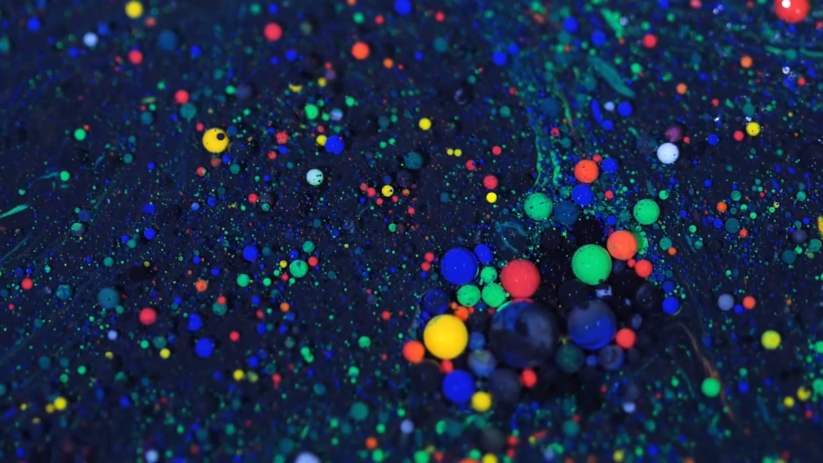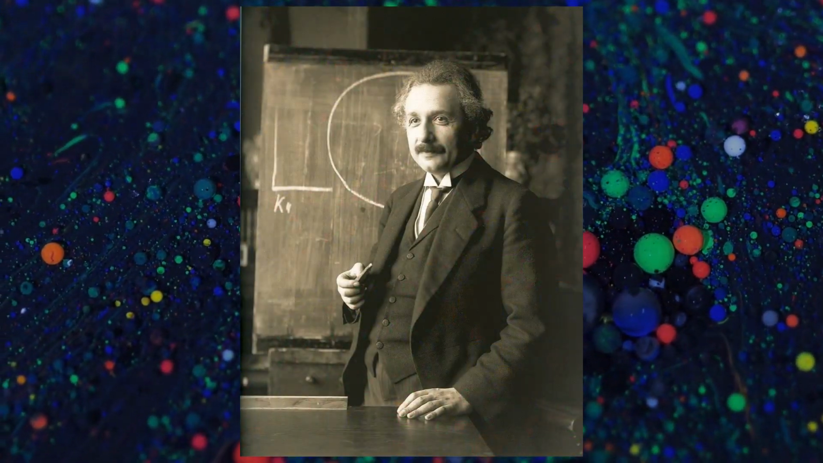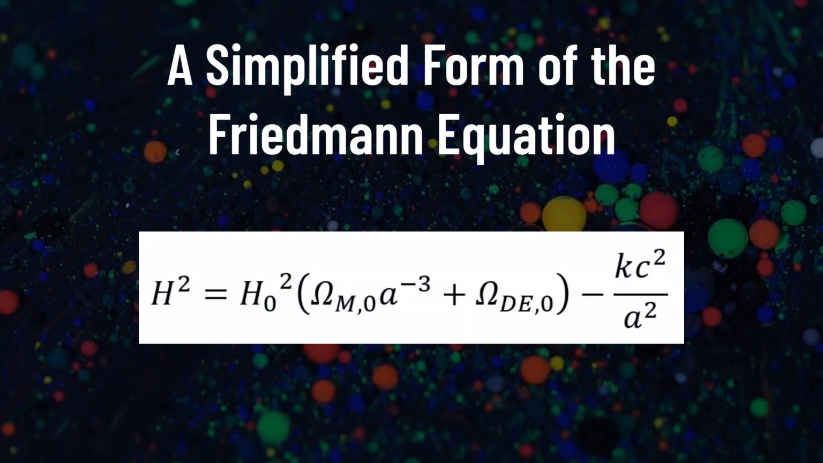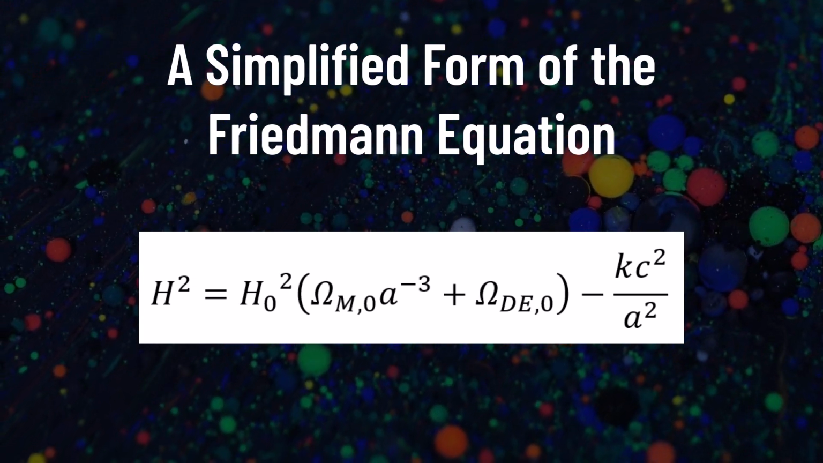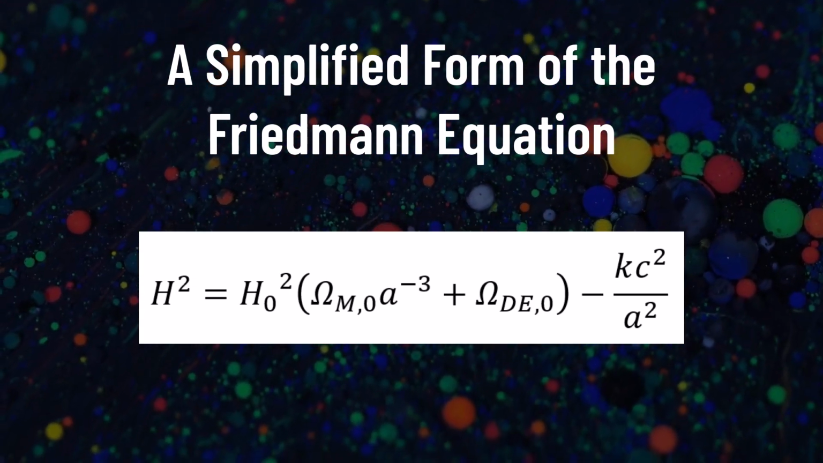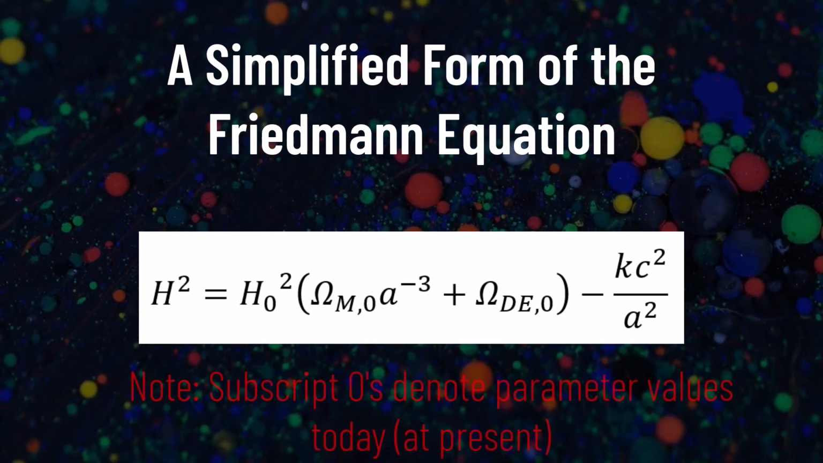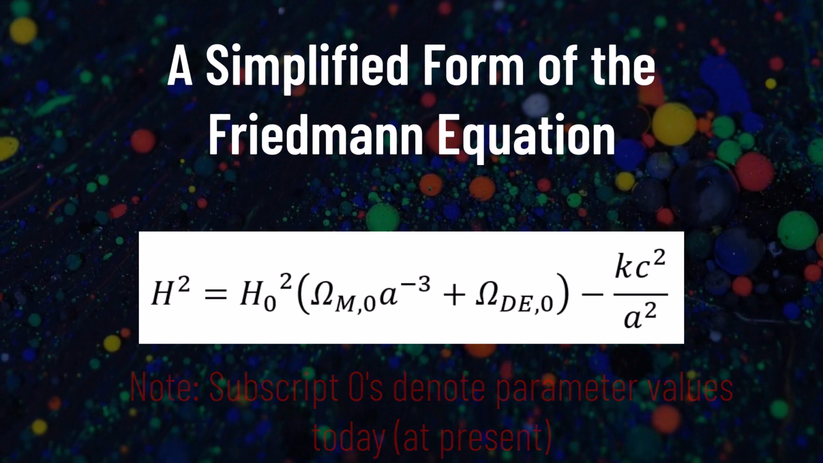The evolution of the Hubble constant can be derived from Albert Einstein's general theory of relativity and manifests as the Friedmann Equation. To save time and needless explanation, I'm just going to write it down in this form. You can see on the left we have H squared, where H is the Hubble constant at the time we're interested in. Then on the right we have H0, which is the value of the Hubble constant today, around 70 kilometers per second per megaparsec. I'll explain those units in a little while.